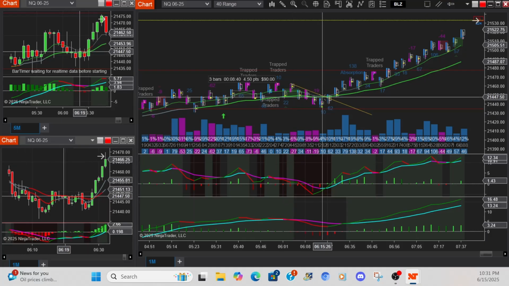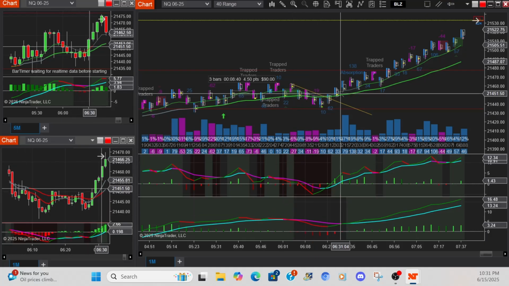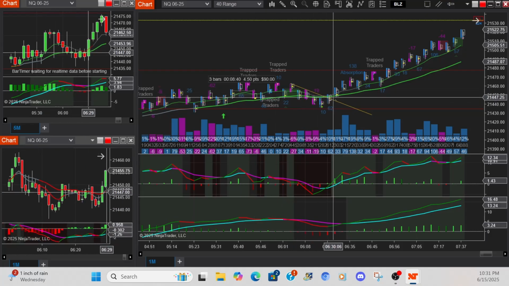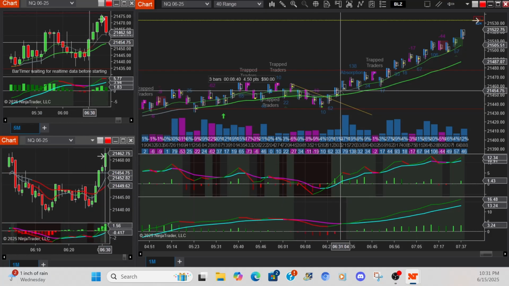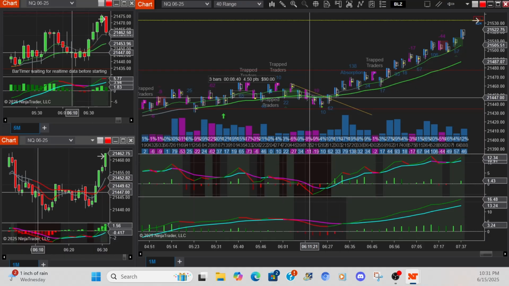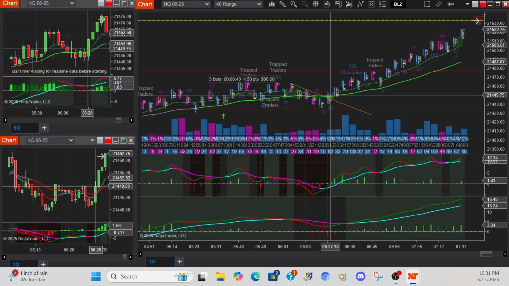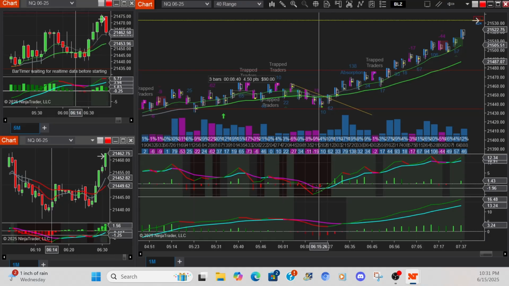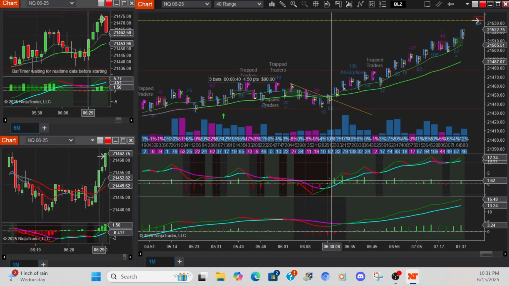Our 8 EMA has never crossed down below the 21. Since the 8 EMA did not cross below 21, we do not need to wait for a pullback. All right. This is continuation trade. This isn't a new trade. So since it didn't cross below, we could enter right on this candle here. This is crossing up and above here.